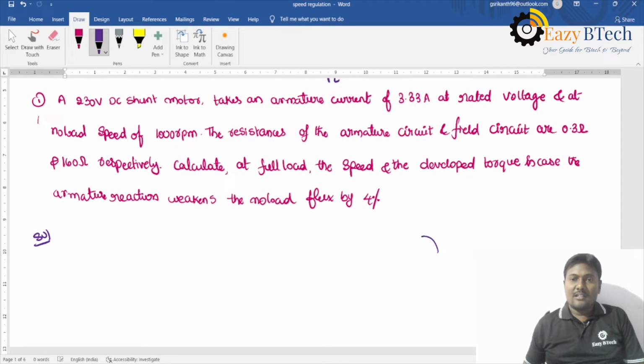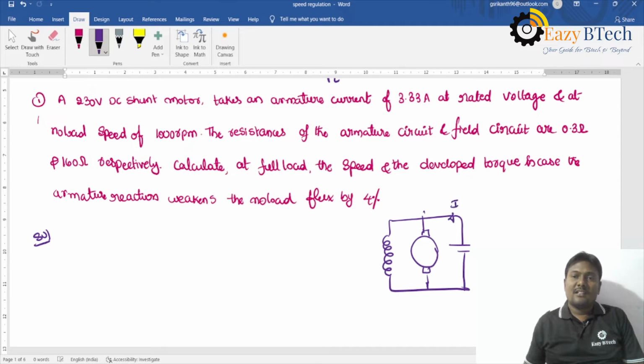First draw the diagram of the DC shunt motor. So this is the armature and the field winding is connected in parallel with the armature, and this is the line current. The current flowing through the armature is IA and the current flowing through the field winding is ISH. 230 volts means our supply voltage is 230 volts.